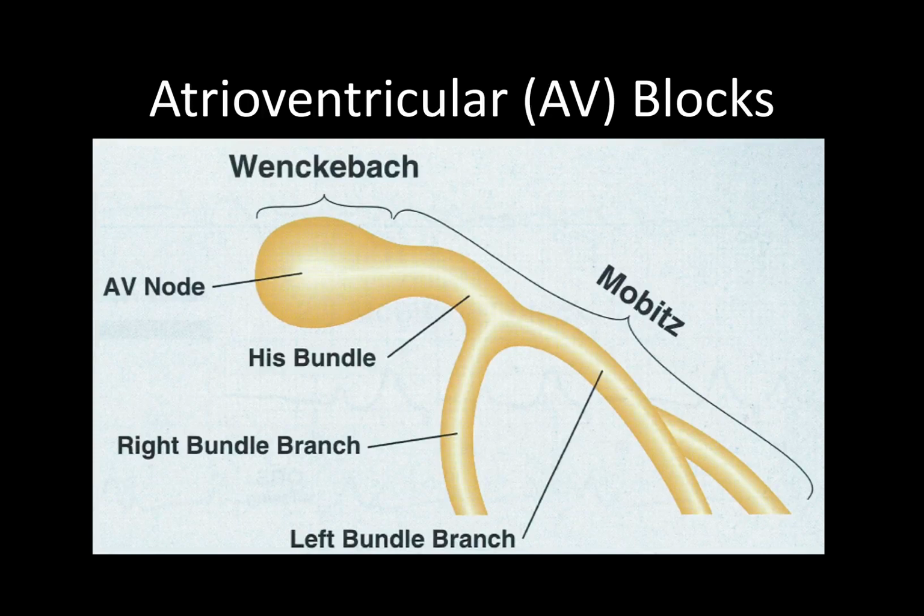AV blocks, atrioventricular blocks. For those who prefer to visualize the anatomy, here's a picture that I borrowed just to give you an idea of what we talk about. The AV node is not the AV junction, it's a group of items. So we'll say this, the AV junction is actually the AV node and the bundle of His. And I like this one because it really helps you visualize.